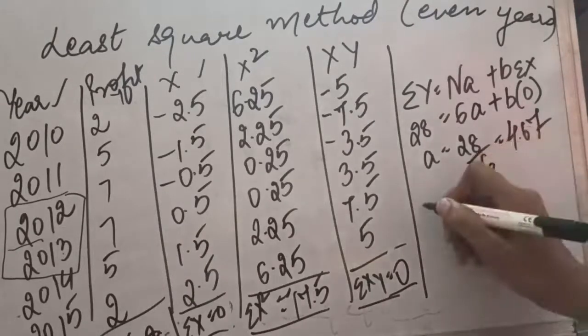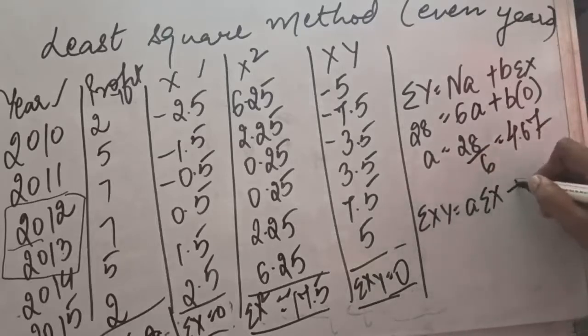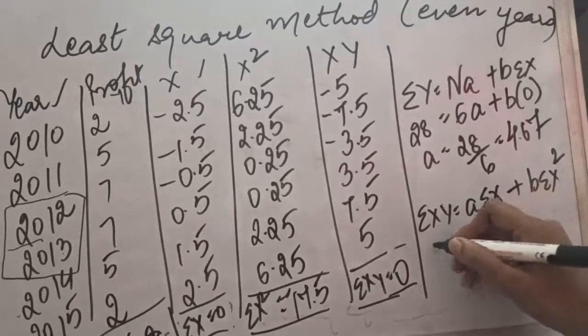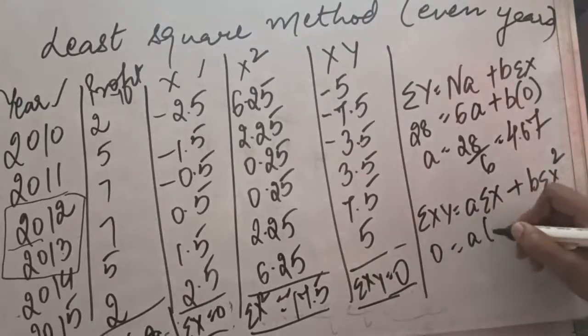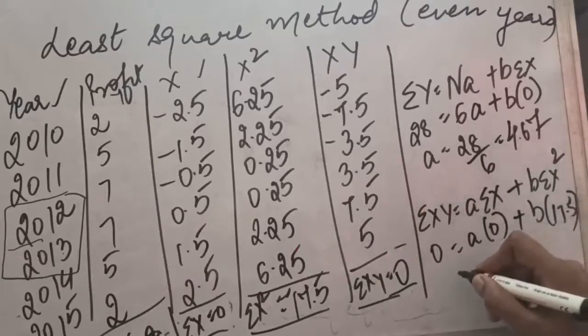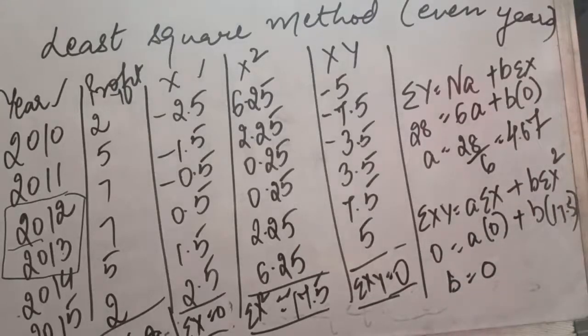Similarly, from the third equation, sigma xy is equals to a sigma x plus b sigma x square, from here we will calculate the value of b. So sigma xy is 0, a sigma x was also 0, plus b sigma x square was 17.5. So if I have to calculate the value of b from here, b comes out to be 0. So slope is 0 and intercept is 4.67.